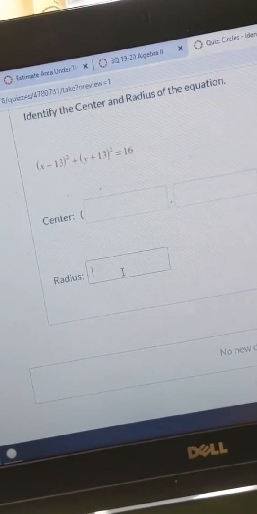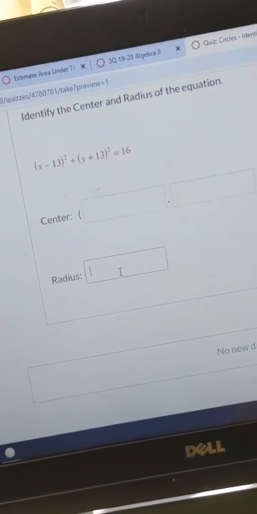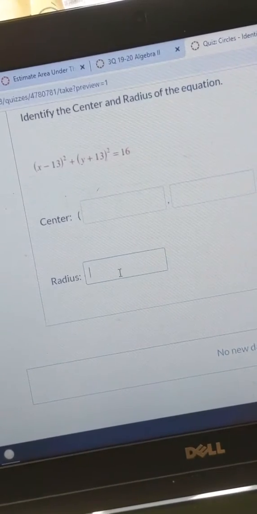Okay, so that's pretty much it. Today's a pretty easy lesson. Tomorrow will be the tough one. Tomorrow we'll be completing the square. And then Friday we'll have the homework quiz.